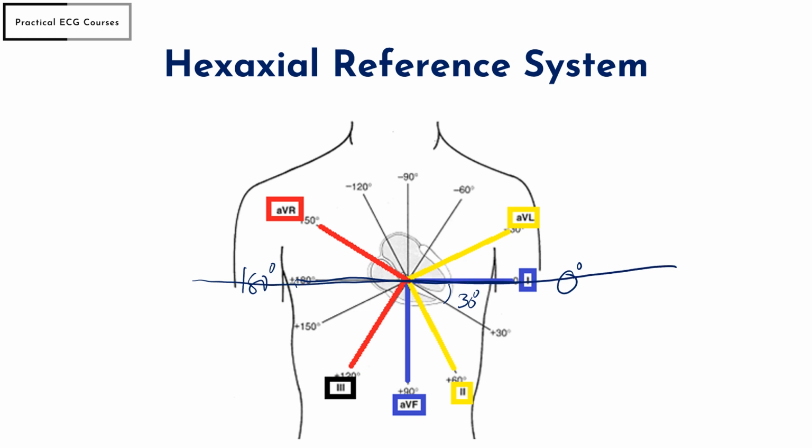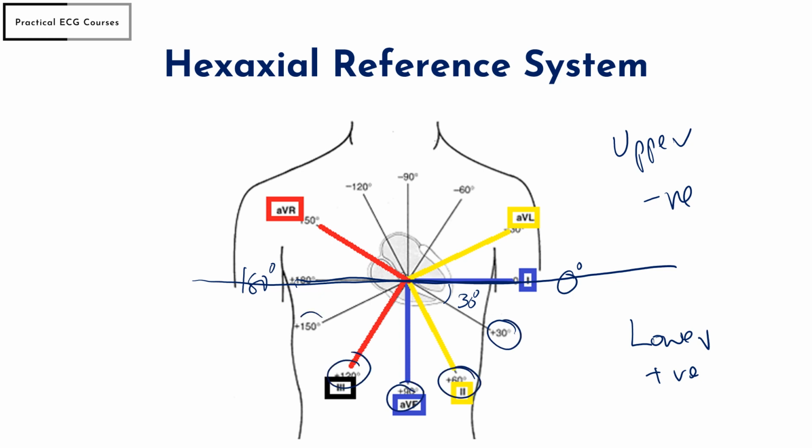Everything that comes in the lower hemisphere is positive, and everything in the upper hemisphere is negative. So that makes this 30 degrees, then plus 60, plus 90, plus 120, plus 150, and 180. And like I said, the axes are separated by 30 degrees, and everything that is coming in the top half is negative. So that makes this minus 30, minus 60, minus 90, minus 120, minus 150, and minus 180.